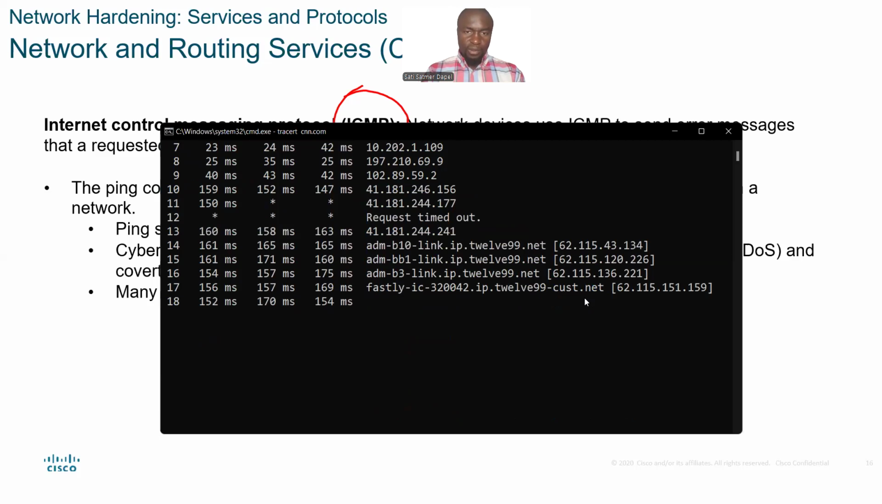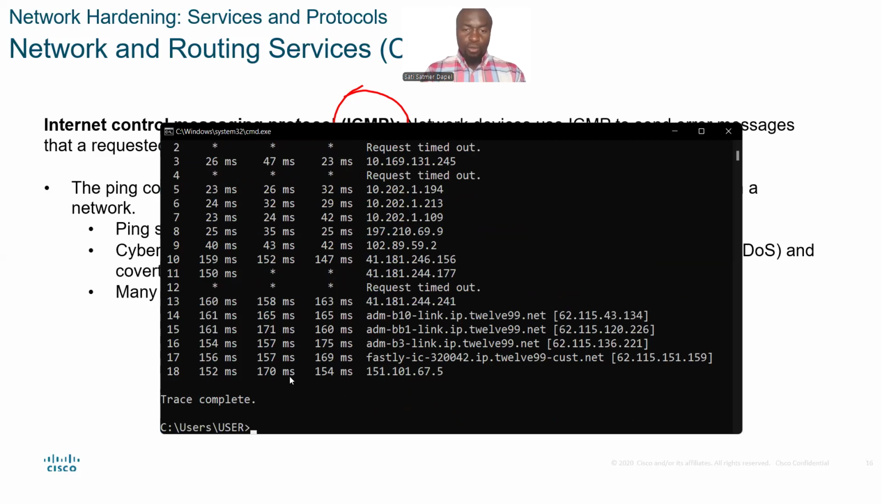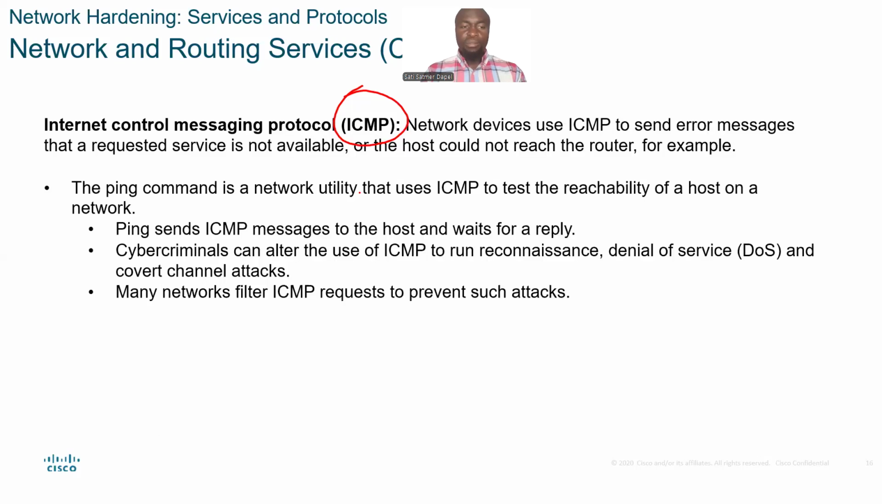Okay. CNN is quite far. The number of routers that the traffic goes through to get there is now complete. It has to go through 18 routers, 18 routes, right? So that's the ICMP. The ping command is a network utility that uses ICMP to test the reachability of a host or a network. Ping sends an ICMP message to the host and waits for a reply.